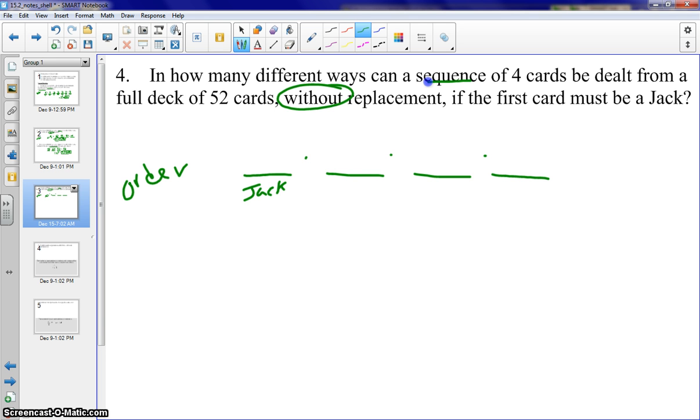Out of 52 cards, there are 4 possible jacks. We are not replacing that card. So from a full deck of 52, we took 1 jack, then we have 51 options from there. And that again must decrease each time by 1. So we have 4 times 51 times 50 times 49, which gives us 499,800.